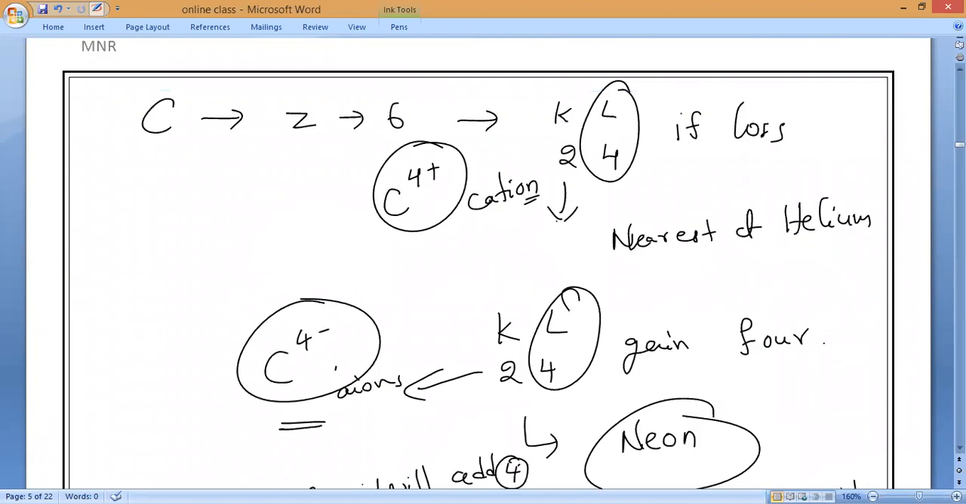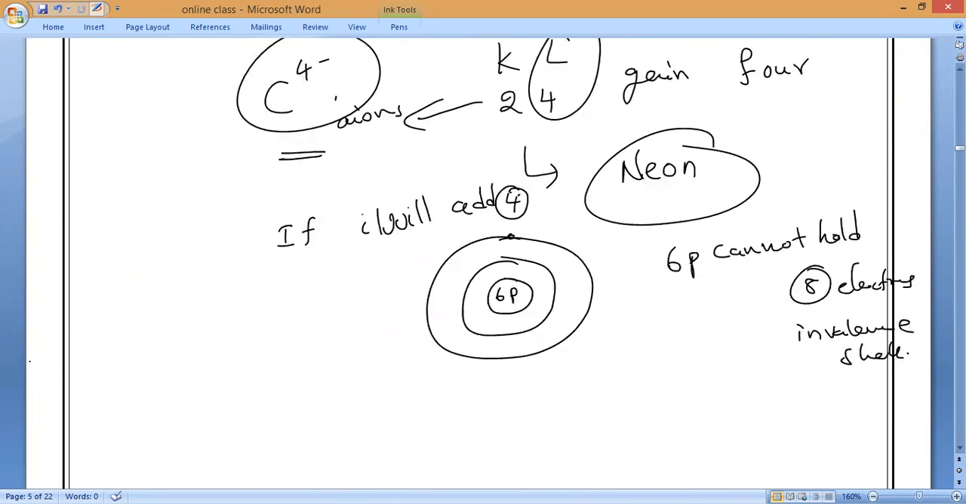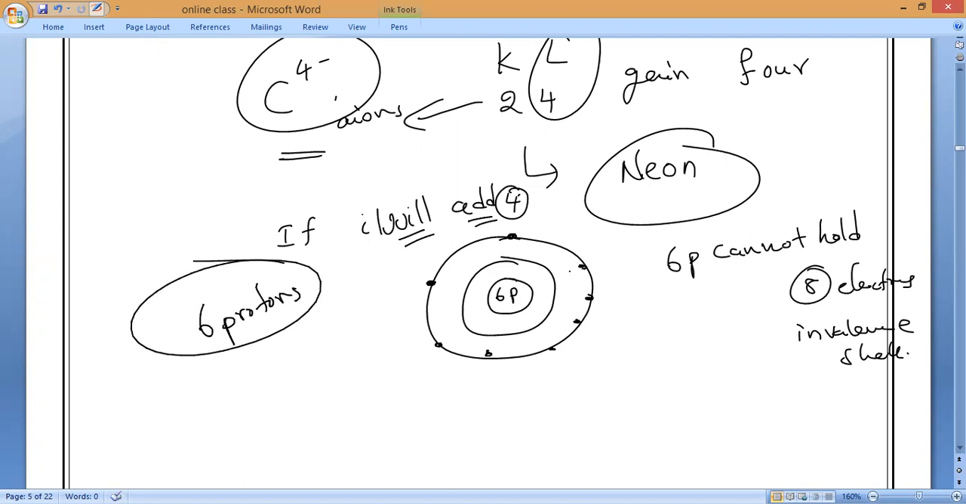Are you clear? Any doubt? No, sir. So it cannot hold 8 electrons. If we add 4 electrons, it cannot hold 8 electrons, as the nucleus has only 6 protons. 6 protons cannot hold the 8 electrons in its valence cell. So it is not possible to form the anions.